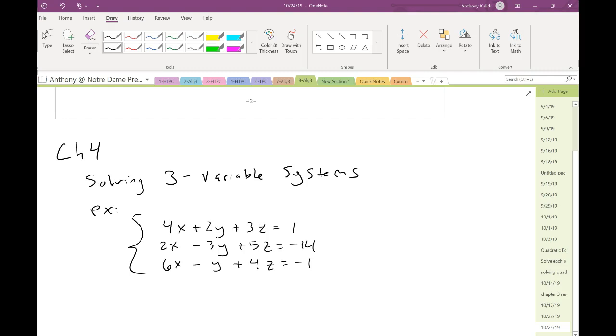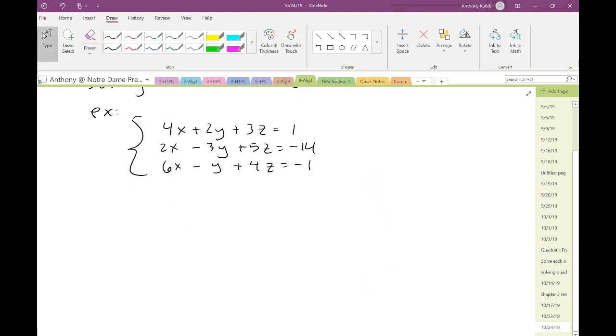Elimination is the method that we're going to prefer to use here. The reason we're going to do that is because each time we do an elimination, things get a little bit smaller and a little bit simpler. And that's a great attribute to have, considering now we have more equations and more variables.